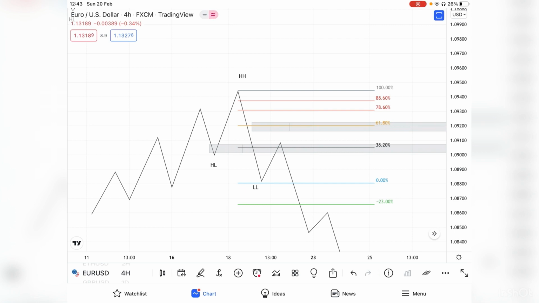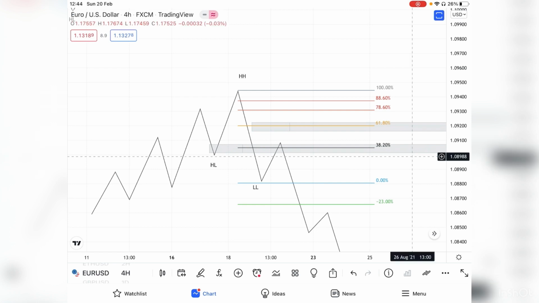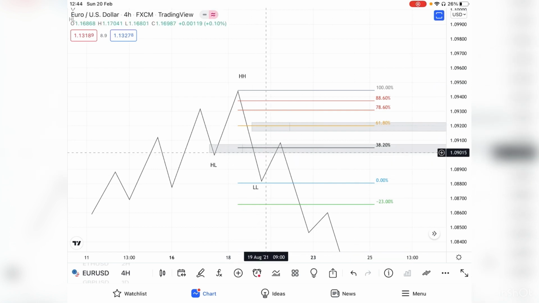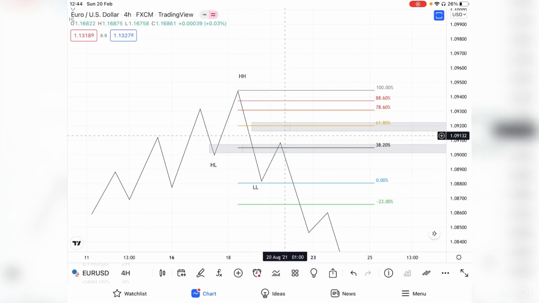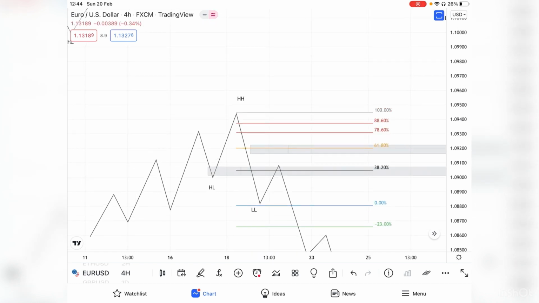Just aim for quick little day trades, or quick little scalps if you want to trade against the trend. But of course, if you spot a trend reversal like I said right here, then you can enter a sell here on a confirmation, or up here when the trend changes.